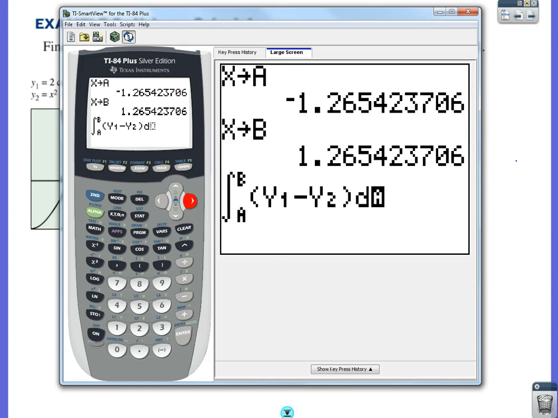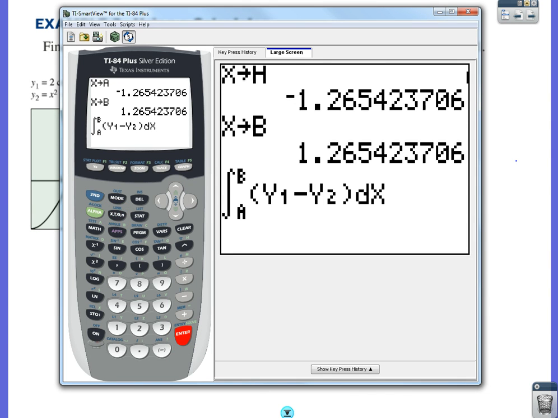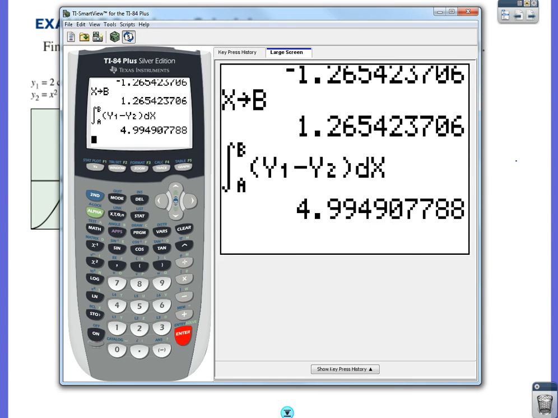And you're going to take it with respect to x, and you're going to press enter. And ba-bam, 4.994. Now, this is where you can round. Okay, so the 3 decimal, 4.9949, so you can either round to 4.995 or 4.994. Do not put 5. Okay? So I put that in there.